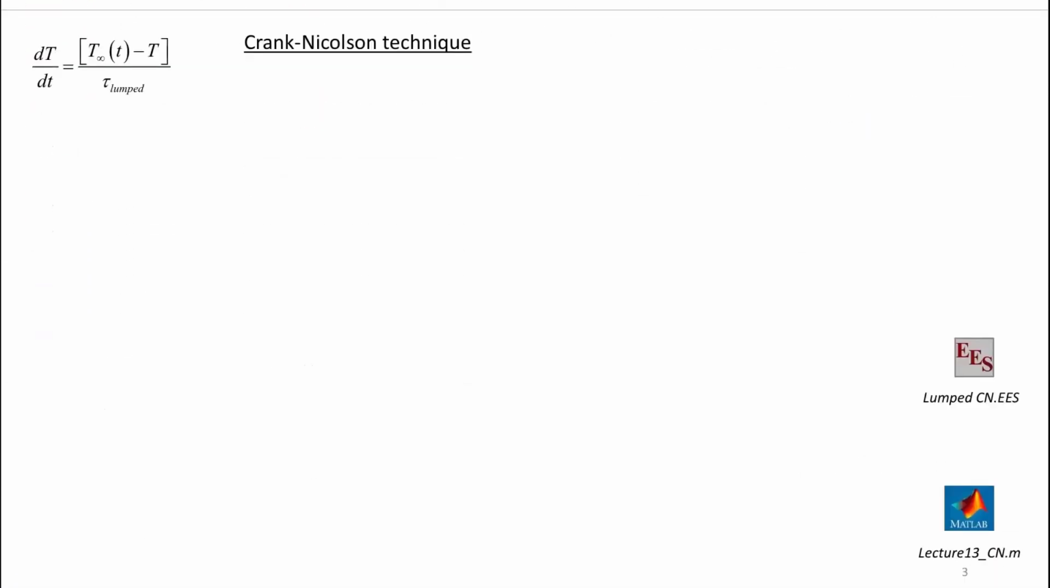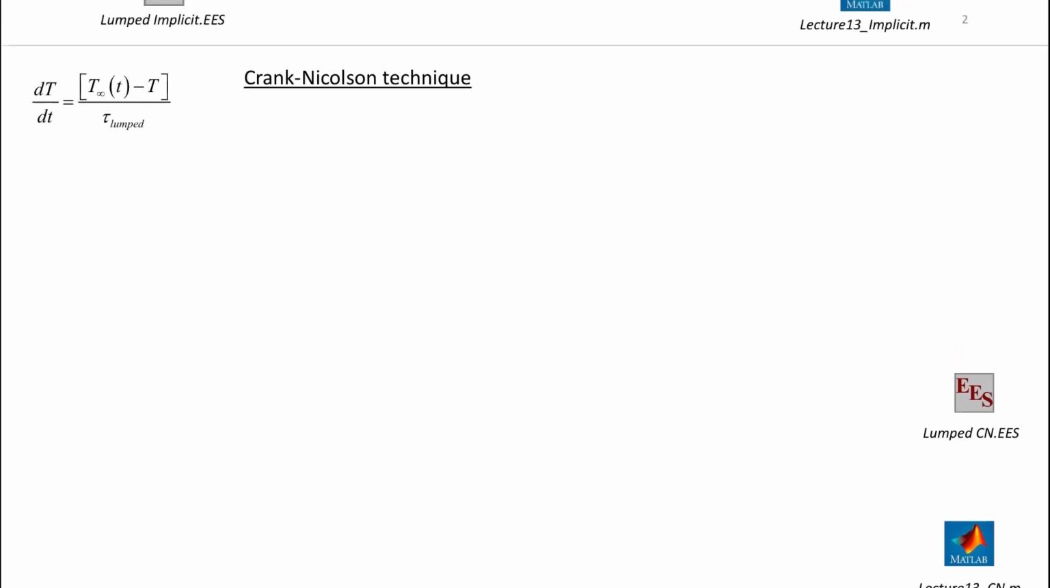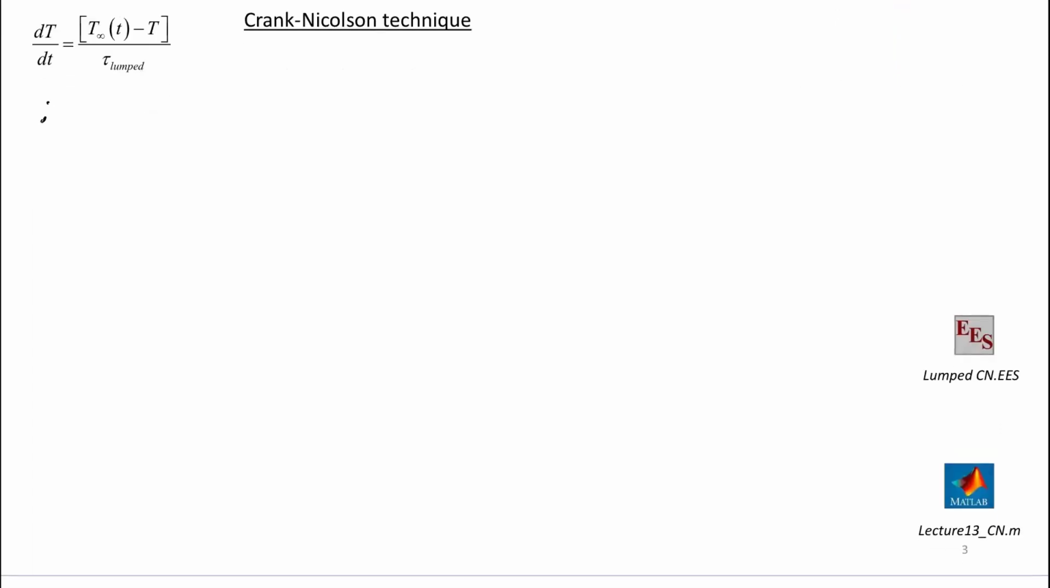Next method that we're going to talk about is called Crank-Nicolson. So Crank-Nicolson is kind of like the implicit method. It's kind of like Heun's method. It's basically a combination of those things. So it is first order. Oh, sorry, it's second order. It's second order, and it is implicit.